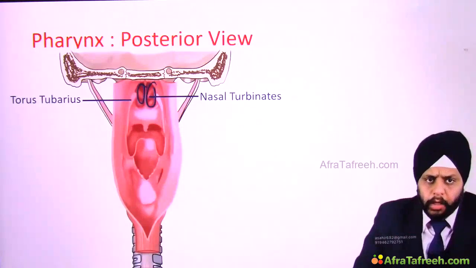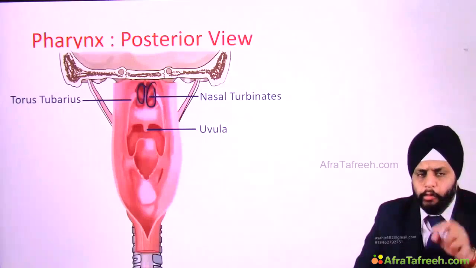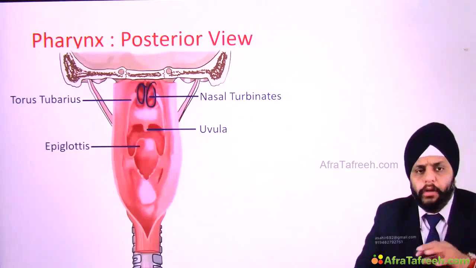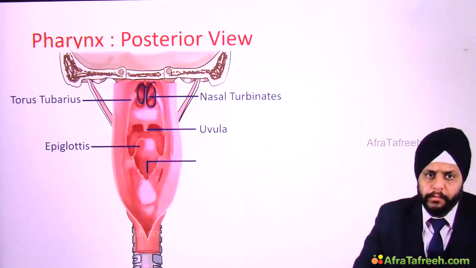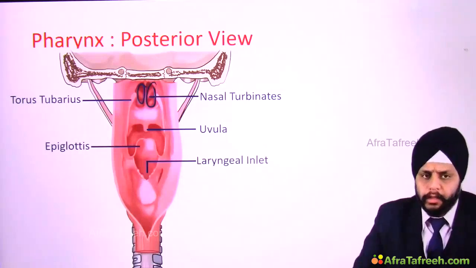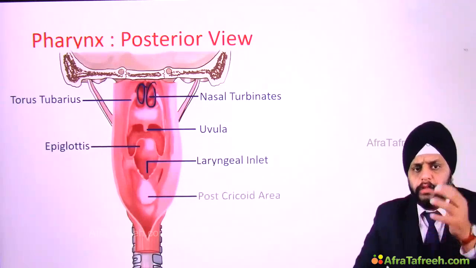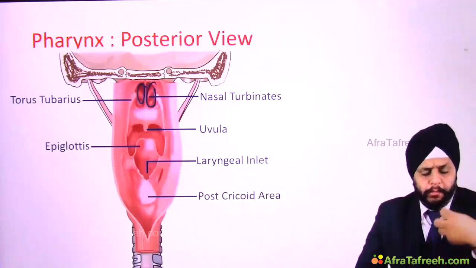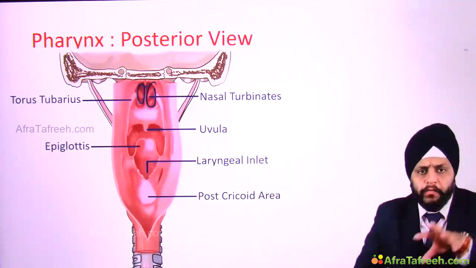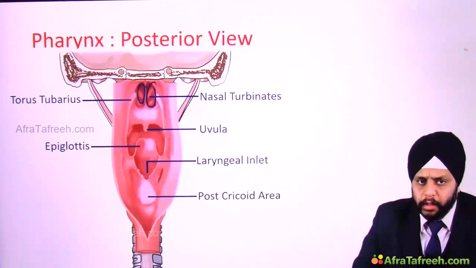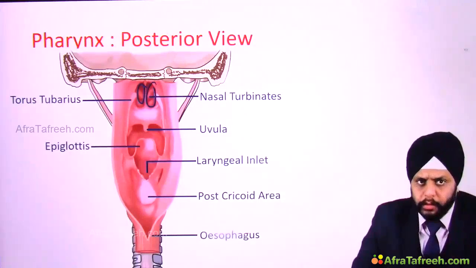Come a little down and you can see the uvula. The soft palate and the uvula are hanging in the oropharynx. Then you can see the epiglottis. Below that starts our hypopharynx. You can see the laryngeal inlet. So you can clearly see the larynx, the laryngeal inlet, and the post-cricoid area, the posterior part of the cricoid, and around that we have the hypopharynx, right? And after the hypopharynx starts the esophagus, right?